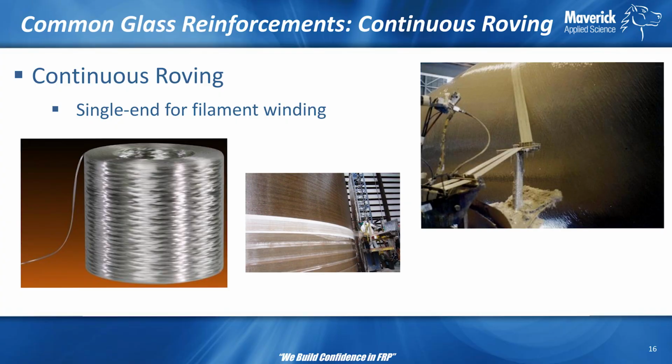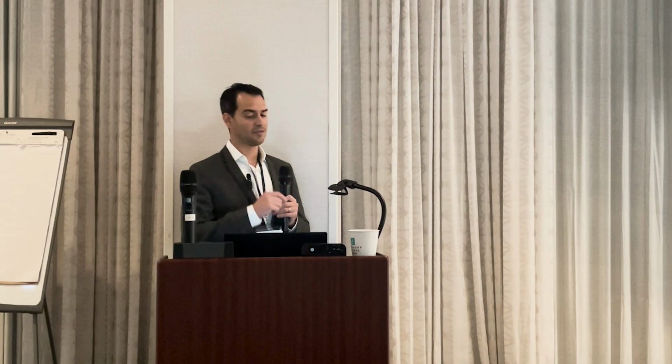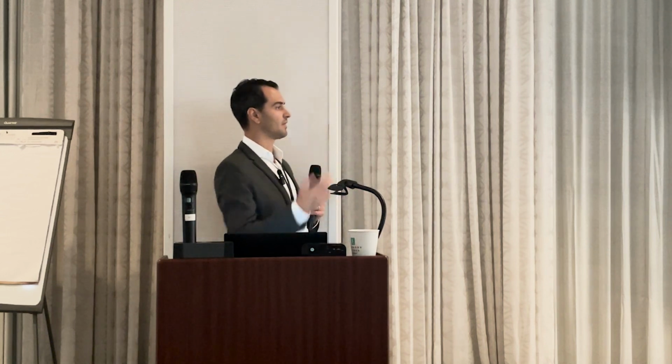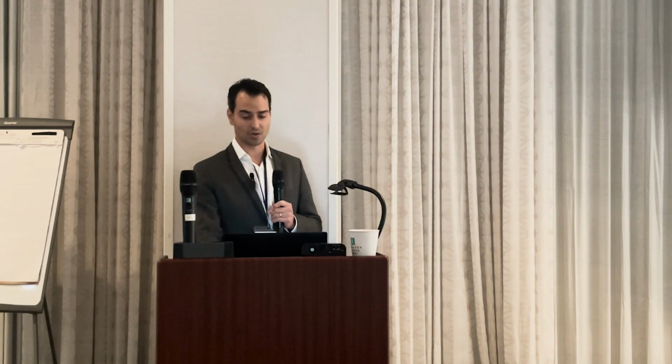The other type of continuous roving that we have is the single end filament winding. This one is not going to be cut. It's still the same strand of fiber, and it's going to be wound around a mandrel, either axially, in the hoop direction when it comes to the fabrication of tanks, or horizontally, and we're going to talk a little bit more about that. This produces the highest glass percentage in laminates, and it's very strong.